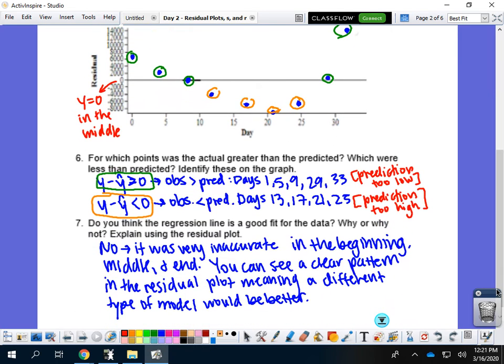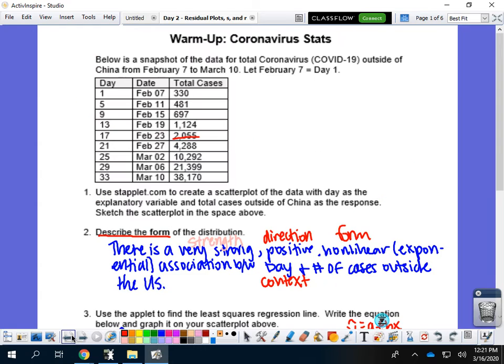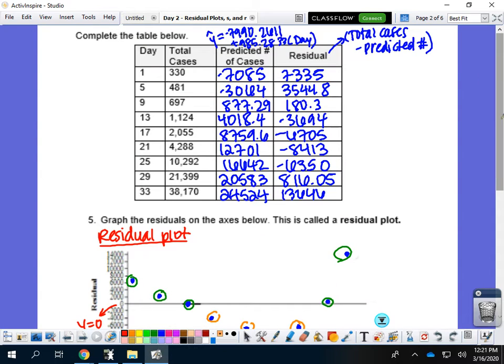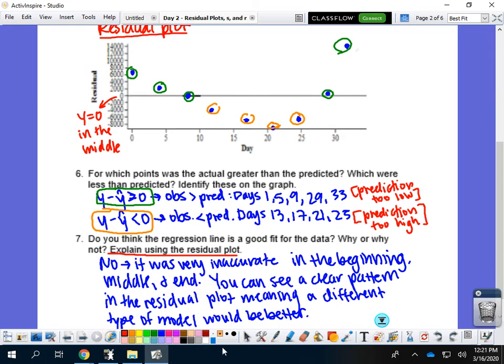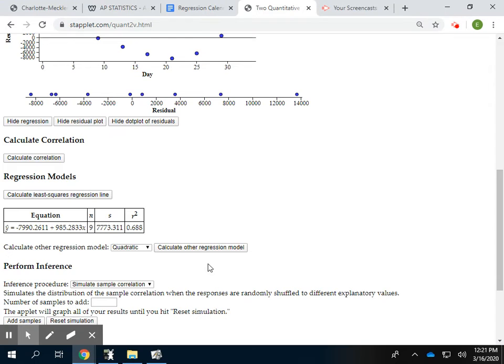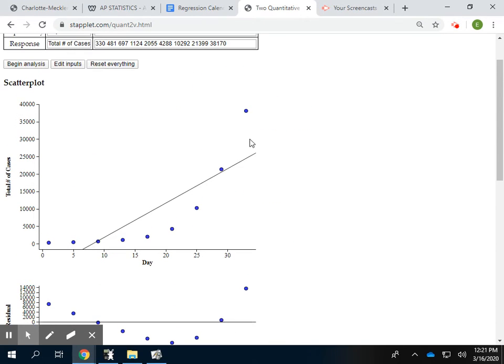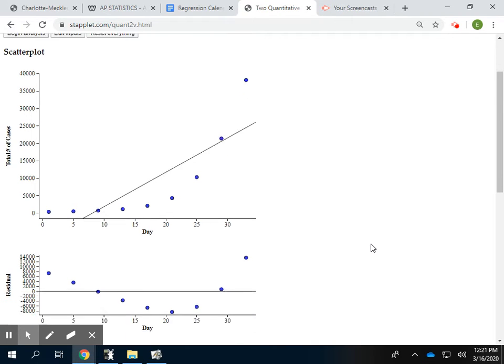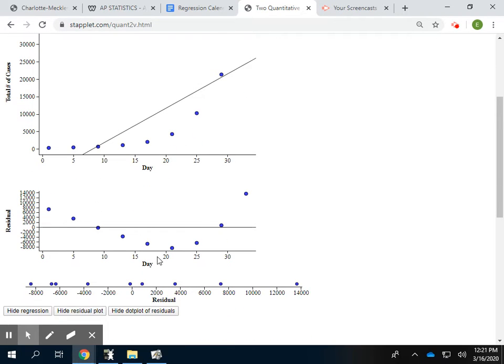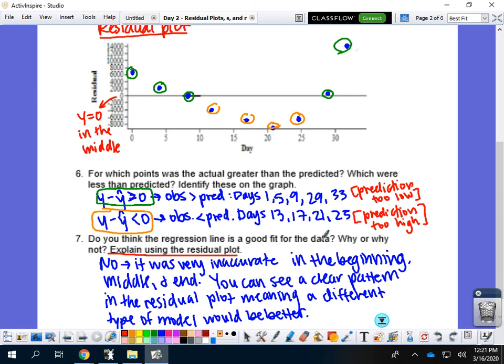All right, so if we keep going, number 7, do you think the regression line is a good fit for the data? Why or why not? Explain using the residual plot. We already had our scatter plot showing us on Statplet that this line does not fit this data. But if you look at the residual plot, which they have already drawn too, that also should back that up.